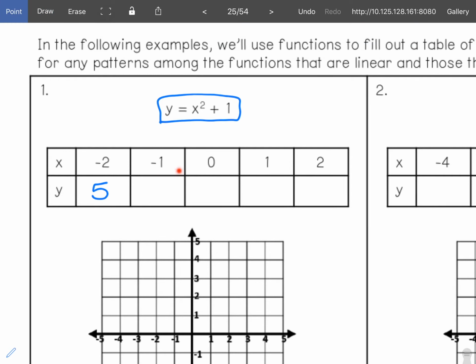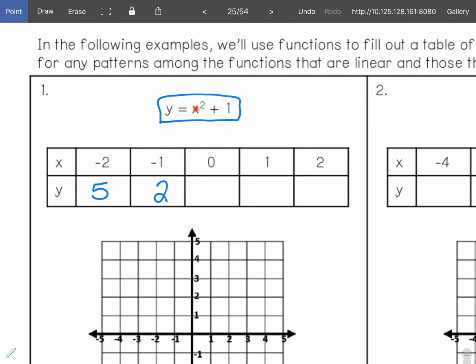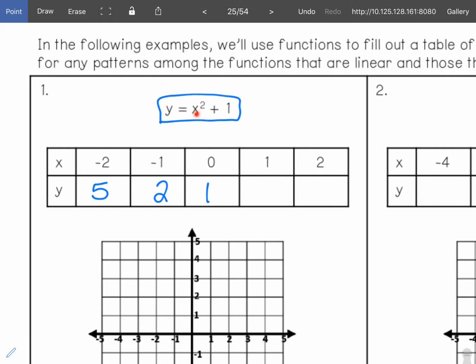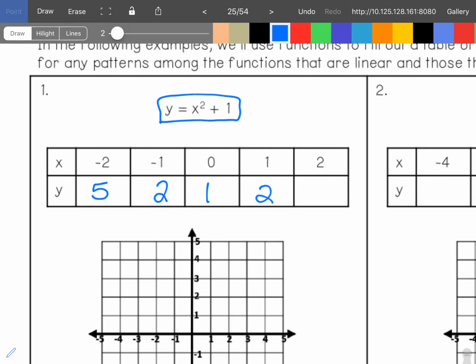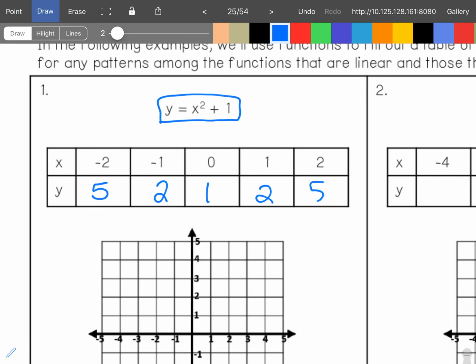All right, then we're going to take -1 and we're going to plug it in for x. So -1 times -1 is +1, plus 1 would be 2. And then we're going to continue, plug in 0. 0 squared, 0 times 0 is still 0, plus 1 would give me 1. Plug in the 1. 1 squared, 1 times 1 is 1, plus 1 would be 2. And lastly, plug in the 2. 2 squared, 2 times 2 is 4, plus 1 would be 5.